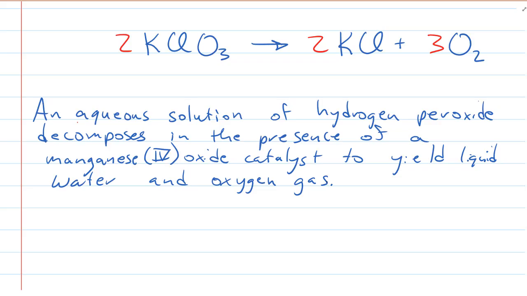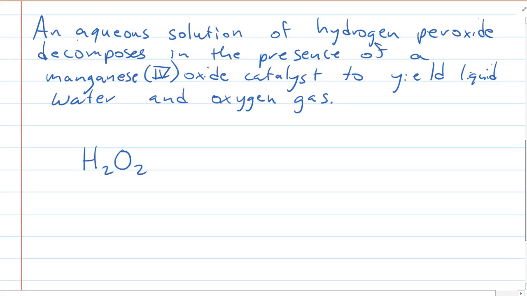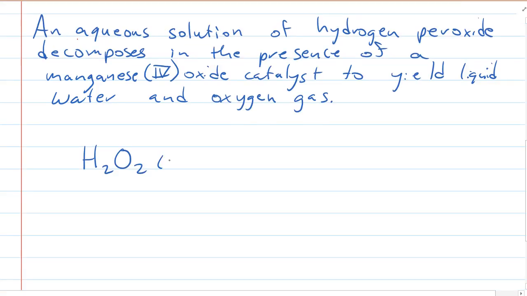I'm going to wipe this up so it doesn't leave stains. Now, if we want to show this in terms of a chemical equation, we'd start by writing the formula for hydrogen peroxide. The formula for hydrogen peroxide again is H2O2. The phase label is going to be aqueous. This is an aqueous solution.